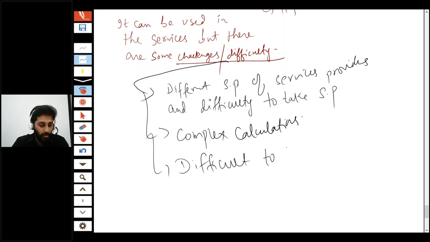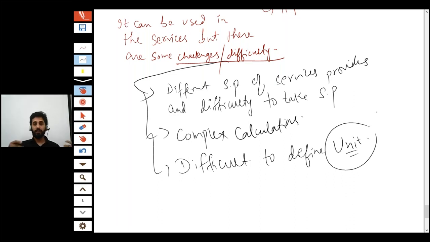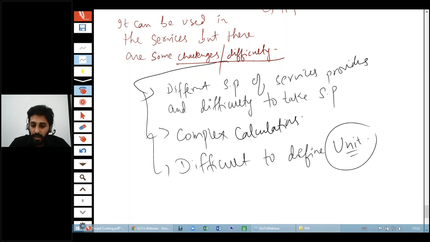It is difficult to define the unit. That is, it per unit, per kilometer, per passenger? What is the per unit, right? So it can be used in the service industry. Target costing can be used in the service industry, but there are some challenges which we have discussed here.